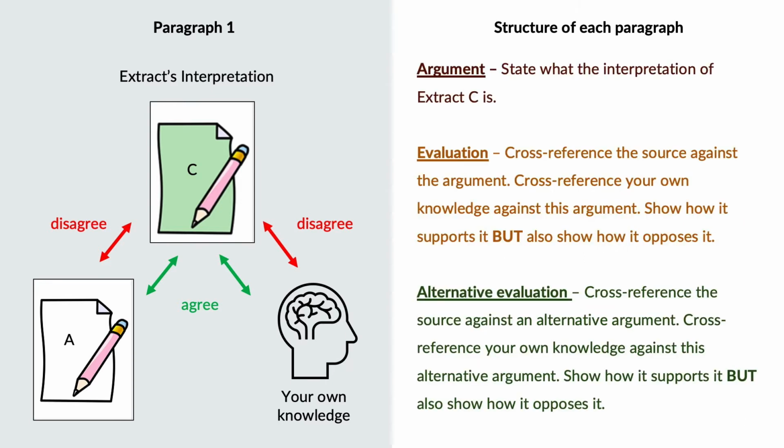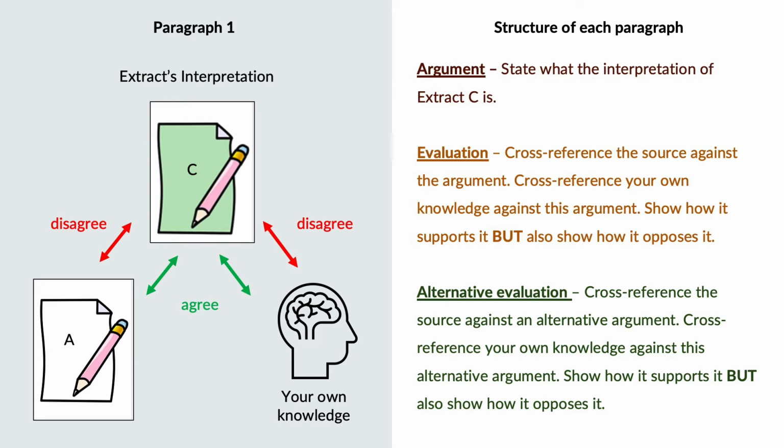Now, as I mentioned, you should come up with a plan. If you have a plan in place, then essentially you can follow that plan throughout your 2 paragraphs. And what that plan essentially is what I call argument. Restate what the interpretation of the historian is. Then get into the evaluation, cross-referencing the first source against that argument. How does it agree? How does it disagree? In some cases, you also have to bring in more information that will give more context to the argument.